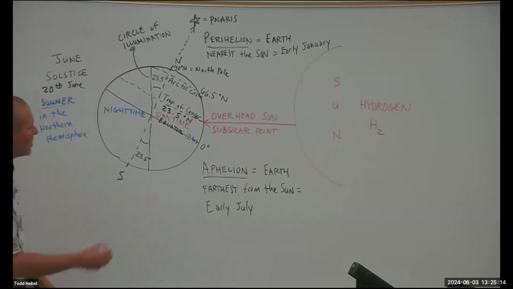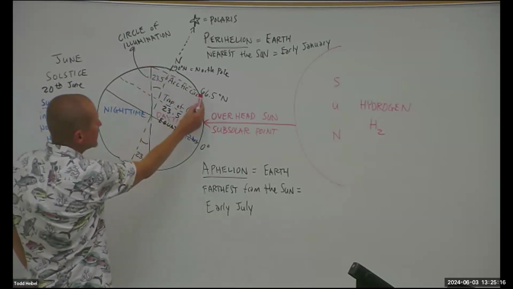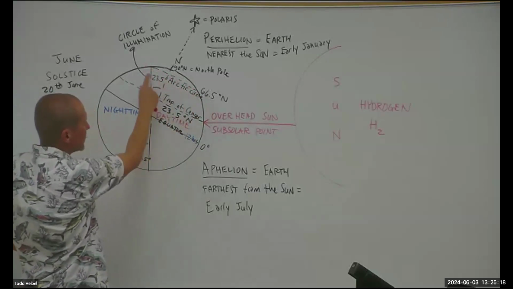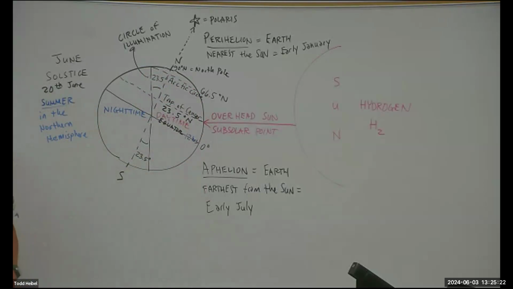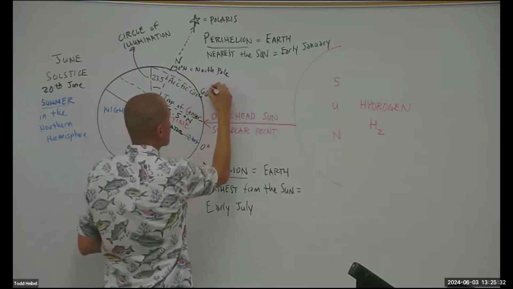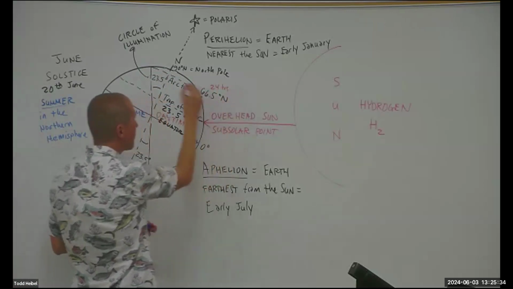How can that possibly be? Because the entirety of the Arctic Circle is on the daylight side of the circle of illumination. The sun doesn't disappear, it just hides for a little bit. The sun almost sets and then it rises again. It doesn't completely set. So at the Arctic Circle, we're going to get 24 hours of daylight.